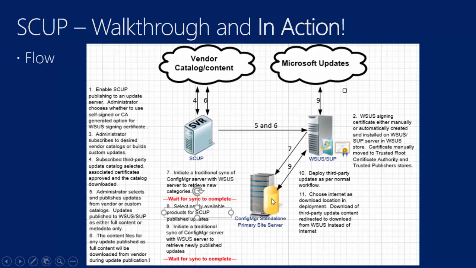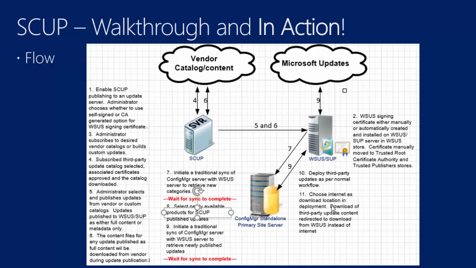ConfigMgr, right? Step 9. And then finally 10, deploy the updates as normal. And whenever you're presented with the option of where to obtain the updates, just choose internet, because whenever we realize it's a third-party update, we know it's already on WSUS, and we'll try to pull it from there. Right? So that's kind of the flow.